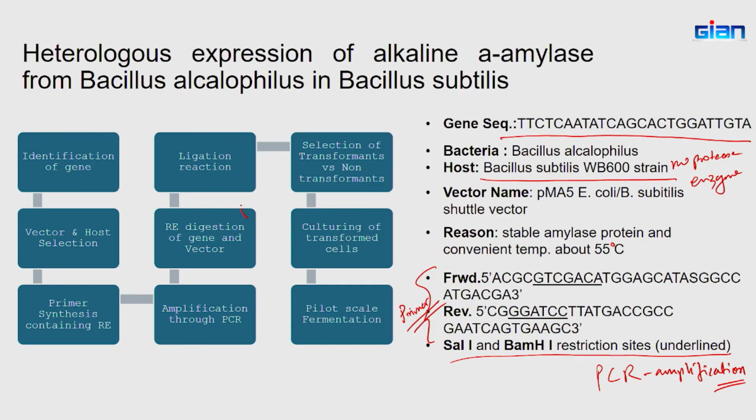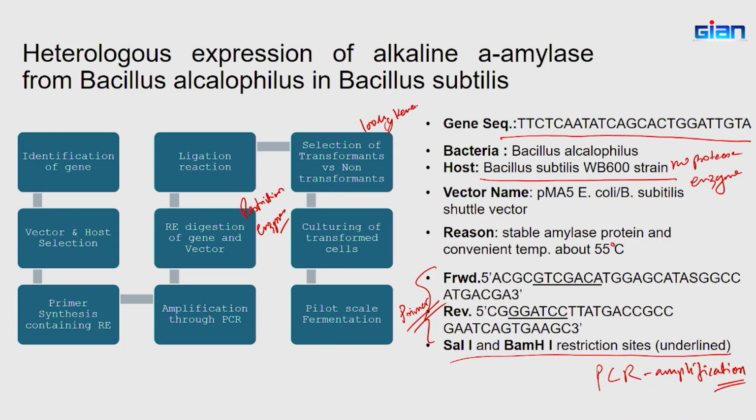Then the ligation reaction happens, and selection was done to differentiate between transformants and non-transformants. It was done using 100 microgram kanamycin per ml and 1% starch. 1% starch is used because if our transformed cell has the amylase gene, it will hydrolyze the starch, and we can confirm which colonies have the amylase gene and which do not. By picking the transformed colonies, we cultured them and went for the pilot scale fermentation process.